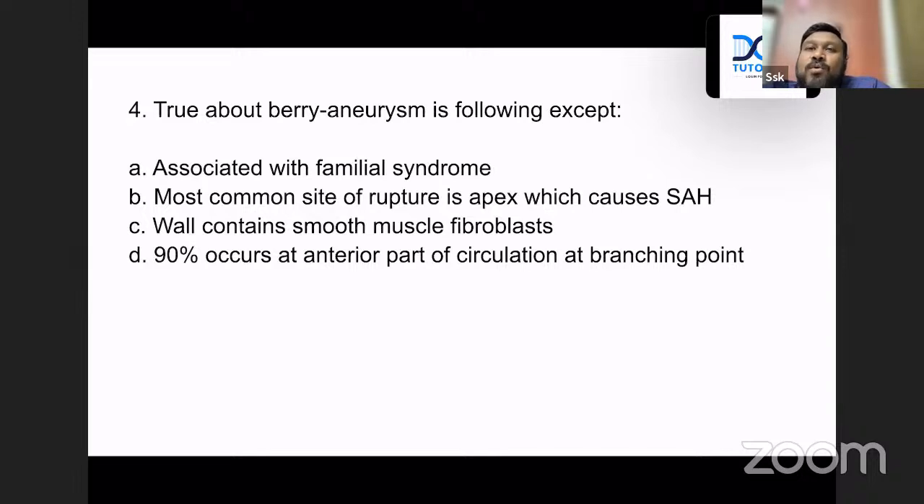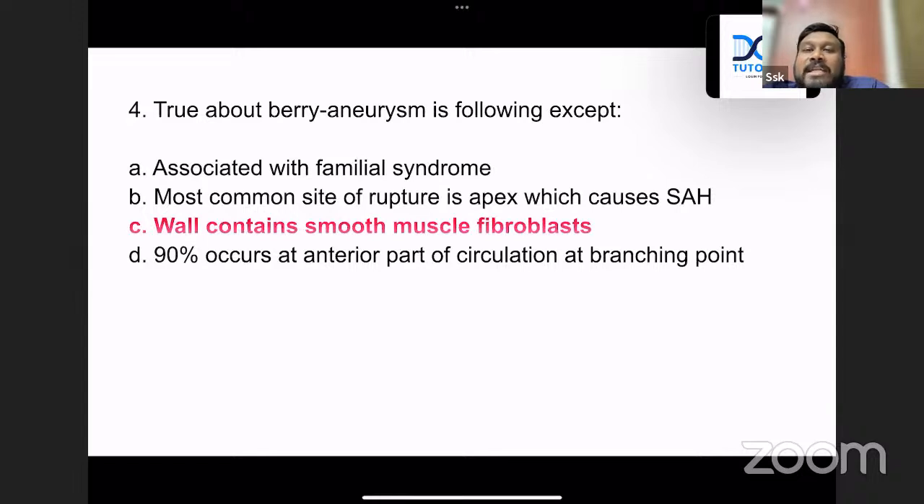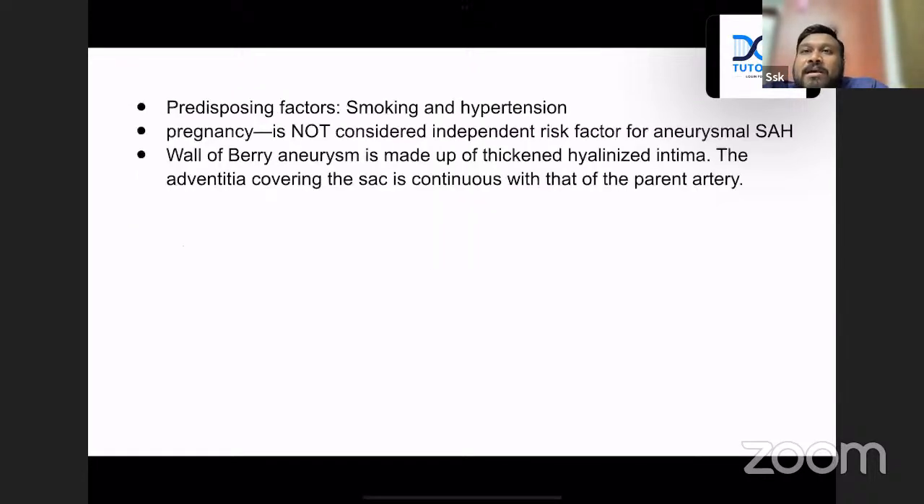What is not true is that it will not contain smooth muscle fibroblasts. So that is not true. It is not going to contain smooth muscle fibroblasts. So that is going to be the answer after excluding all. So predisposing factors, smoking and hypertension. Pregnancy is not an independent risk factor for aneurysmal SAH.